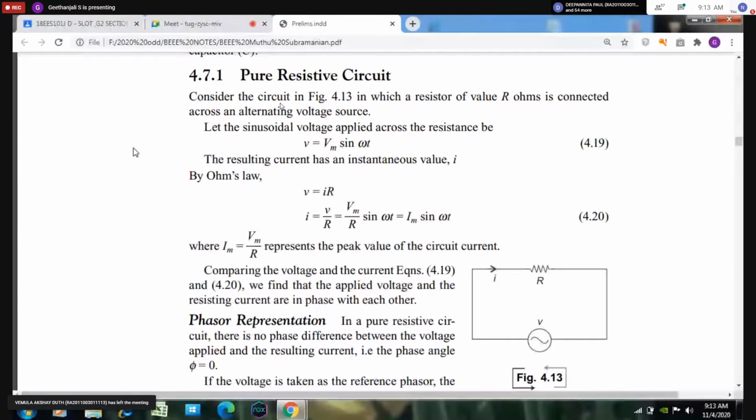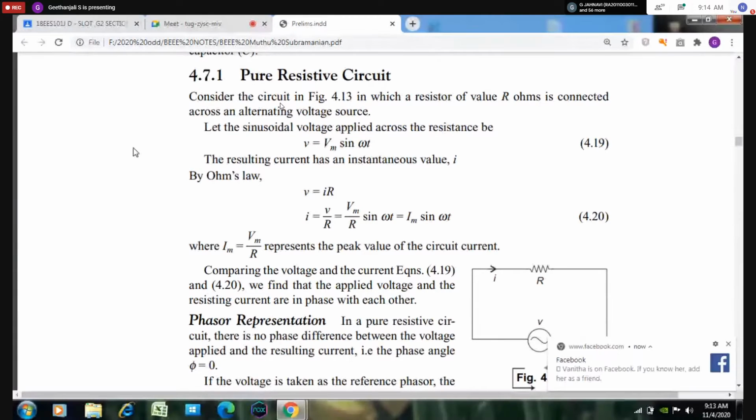We are going to see the RL circuit, RC circuit, and RLC circuit. RL circuit means resistor and inductor connected in series. RC circuit means R and C connected in series. Then RLC circuit means resistor, inductor, and capacitor connected in series.